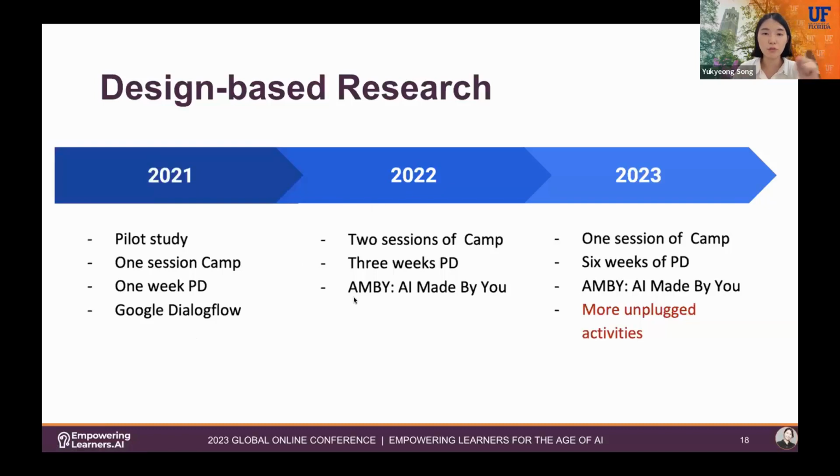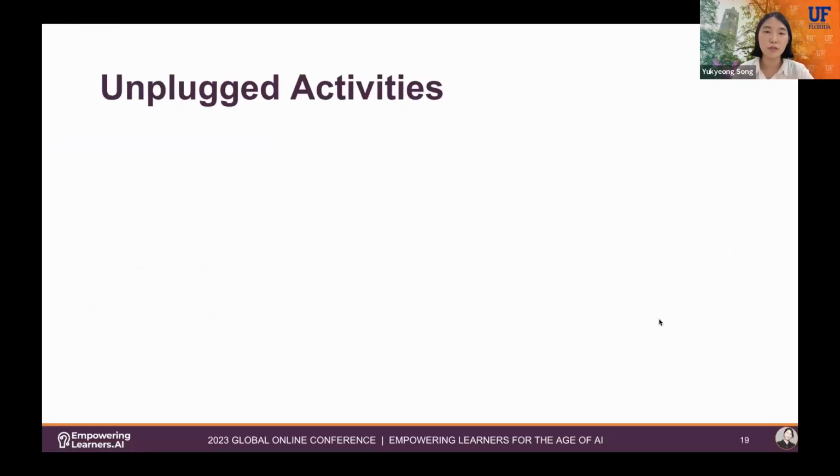So we developed our own educational technology called Ambi, AI Made by You. It is an easy, kid-friendly interface for children to develop their own chatbot. And as the years go by, we developed our curriculum in a better and more engaging way. In 2023, which is this summer, we developed more unplugged activities as part of our curriculum. So today's focus is unplugged activities.